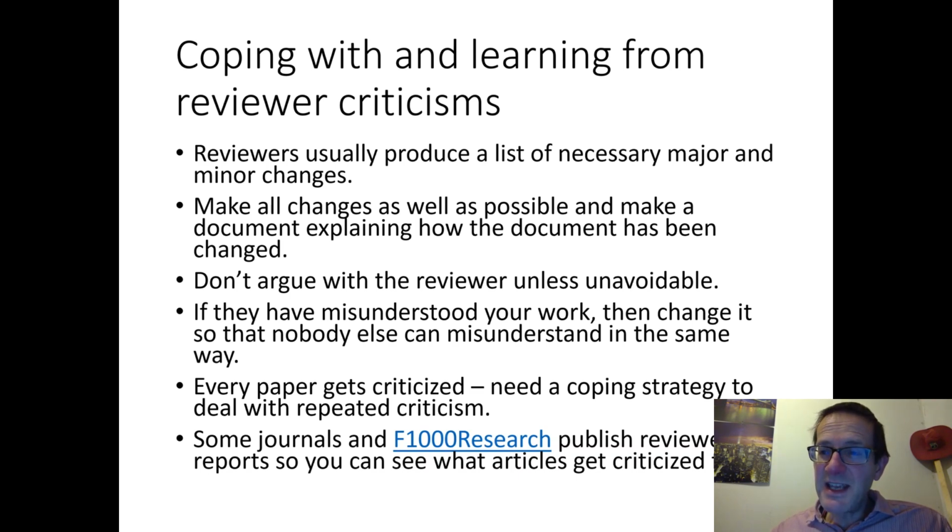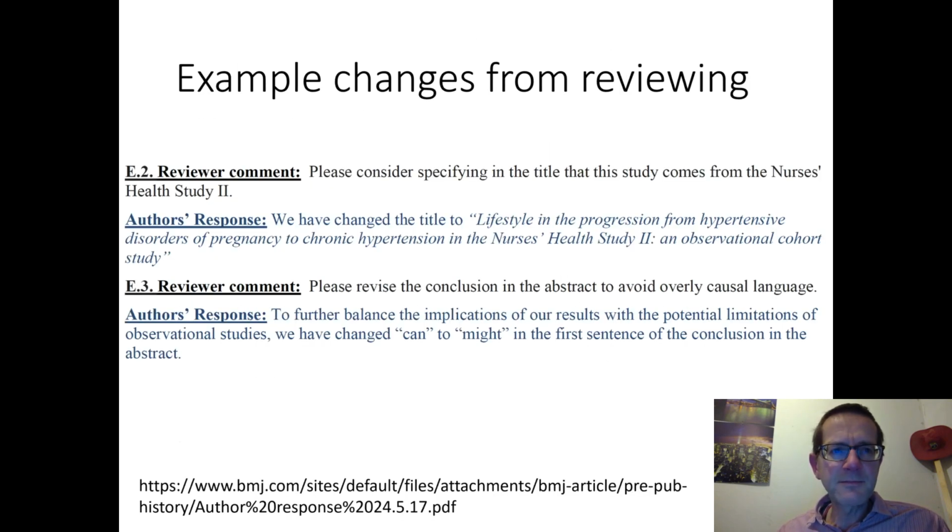And if you'd like to see examples of what peer review criticism looks like, then you can see published review reports in various places. F1000 Research publishes reviewer reports, and the BMJ publishes review reports. So you can see what articles get criticised for. I think journals are increasingly now publishing review reports, so it's easier to see examples of reviewer criticism. These are some from the BMJ.